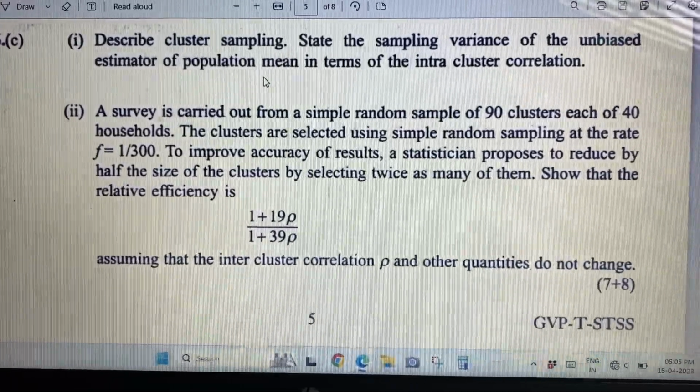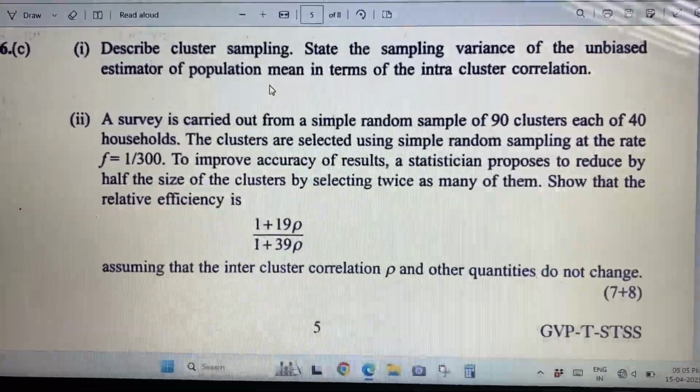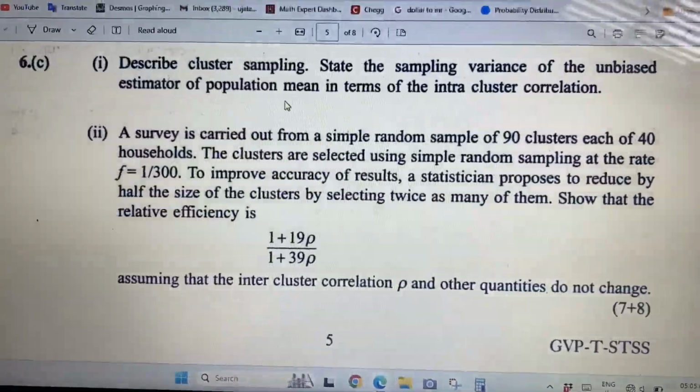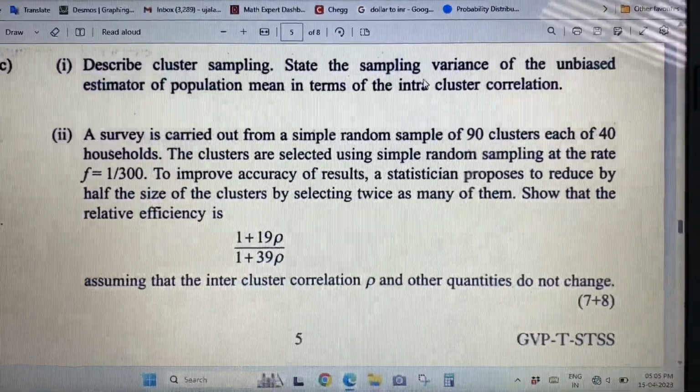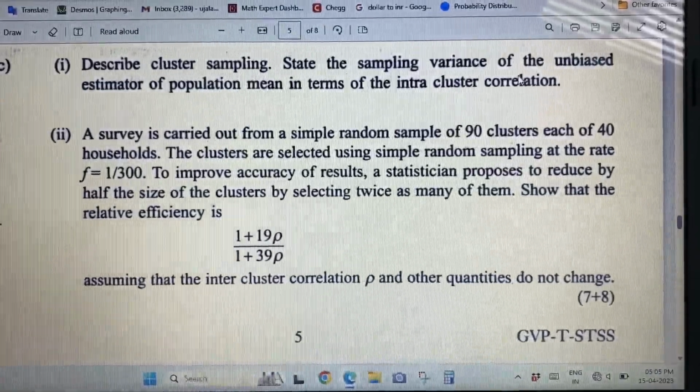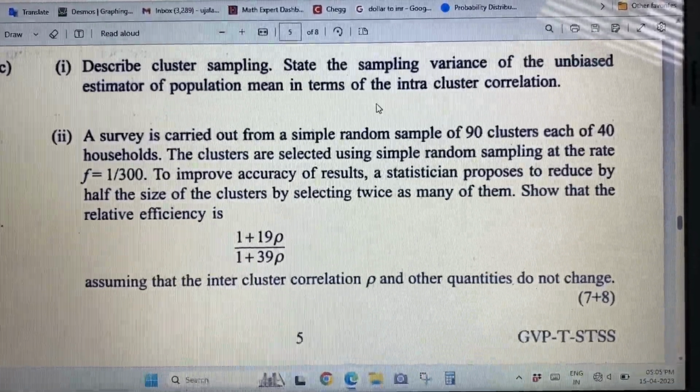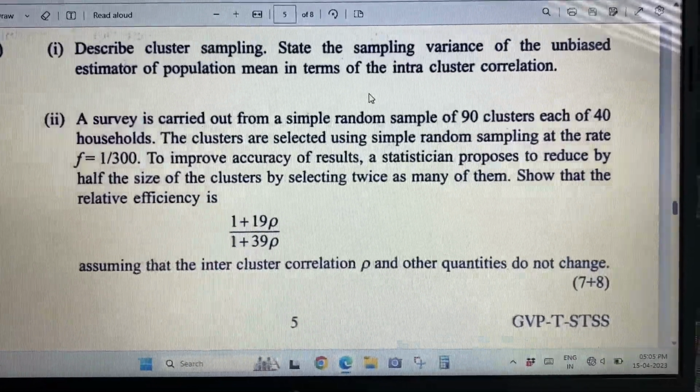We are solving ISS 2022 paper 3 question number 6C. Describe the cluster sampling, so you can define that, and state the sampling variance of the unbiased estimator of the population mean in terms of intra-cluster correlation.